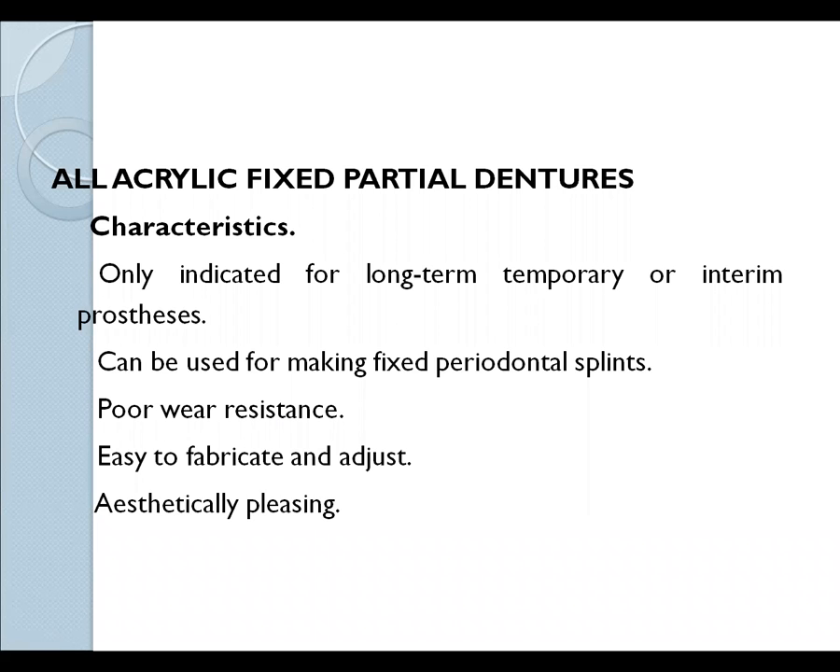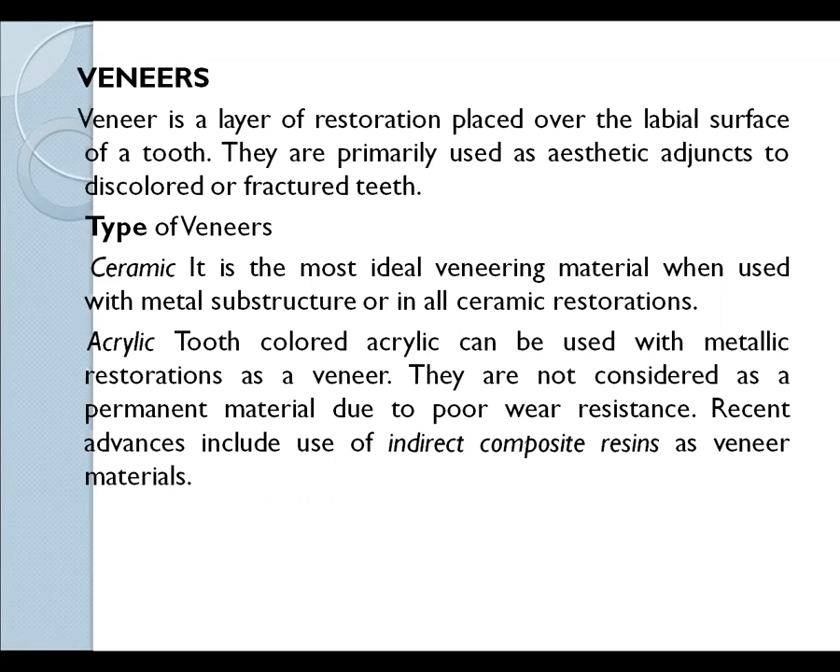So it is aesthetically pleasing. And coming to veneers, a veneer is a layer of restoration placed over the labial surface of the tooth. They are primarily used as an aesthetic adjunct to discolored or fractured teeth. This comes as a short note in the exam. The types of veneers are ceramic and acrylic. Ceramic is the most ideal veneering material when used with the metal substructure or all ceramic restoration.